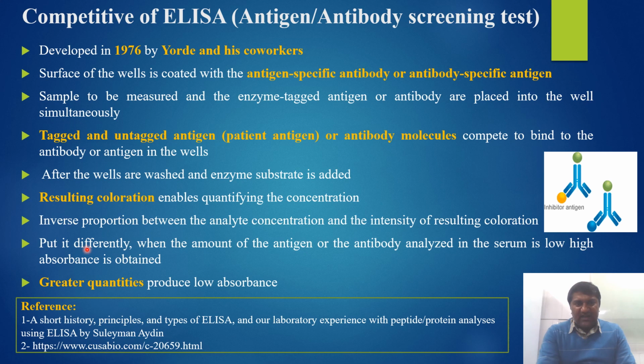Put differently, when the amount of the antigen or antibody analyzed in the serum is high, low absorbance is obtained. The greater quantity produces the low absorbance. This picture shows that this is the antigen or the antibody that is conjugated with the enzyme. This is another antigen, and it is detected by another antibody that is conjugated with the enzyme.